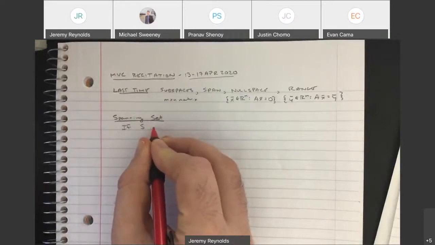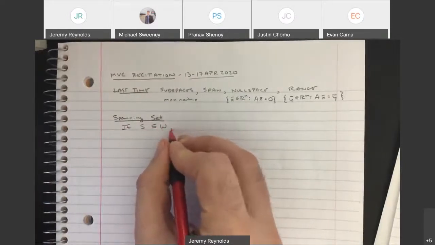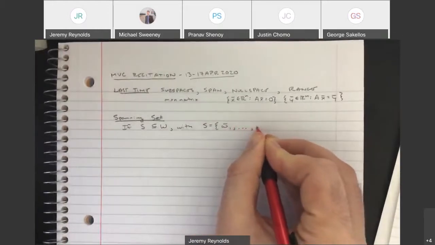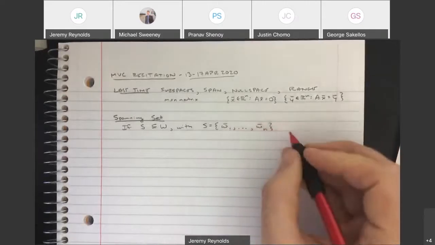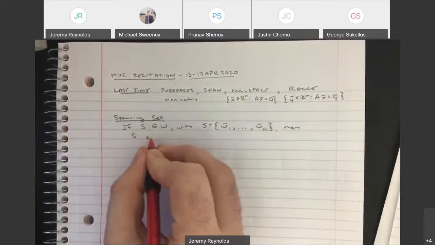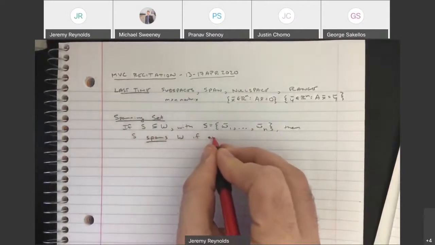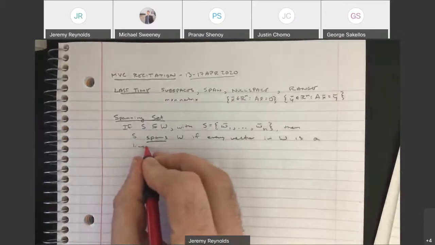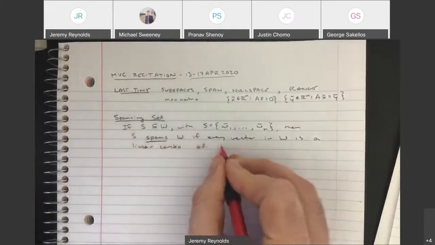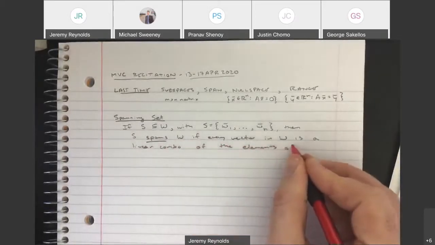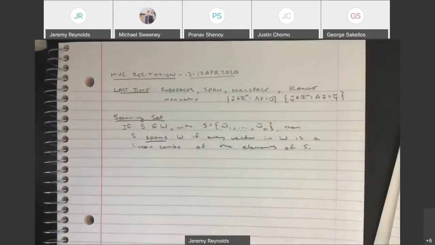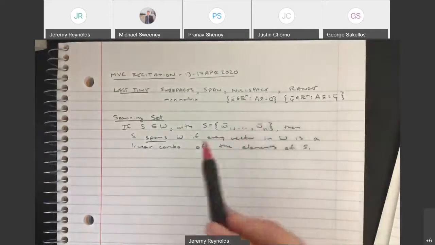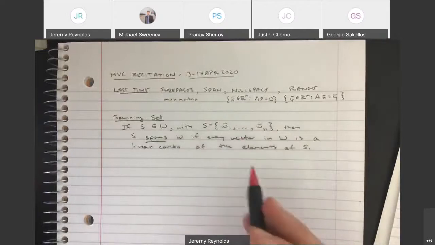So if S is a subset of W with S equal to some set of vectors, then S spans W if every vector in W is a linear combination of the elements of S. Okay, so this is basically the same thing we said yesterday, but instead of defining it as a relation, we're going to define them simply as sets of vectors. So we'll show that right here.